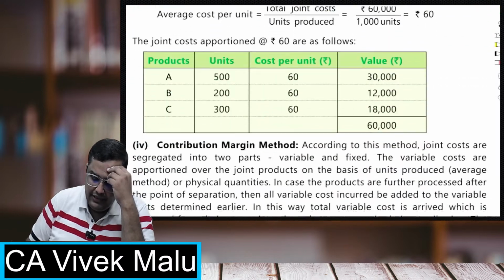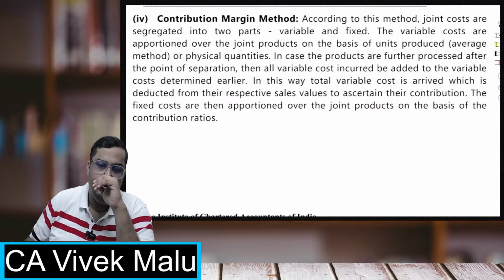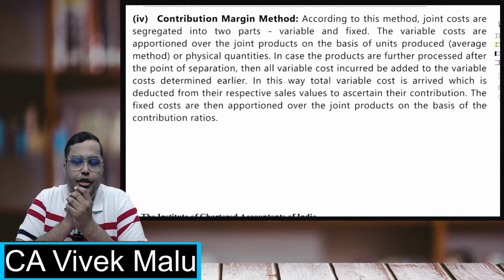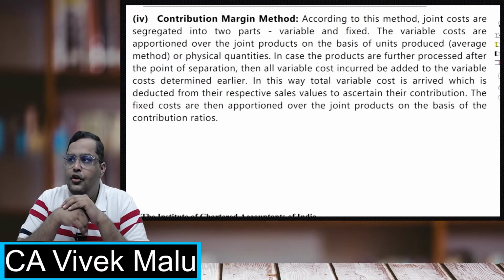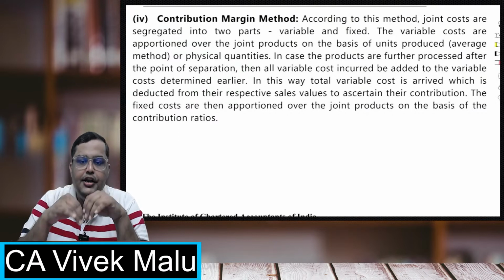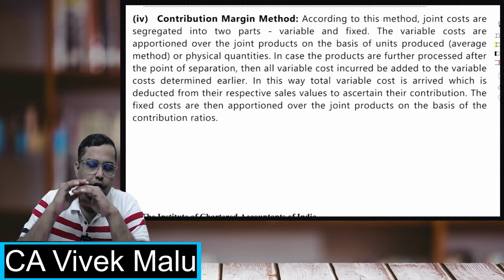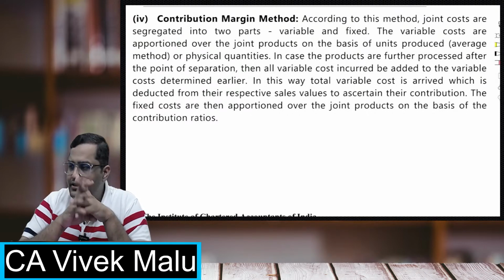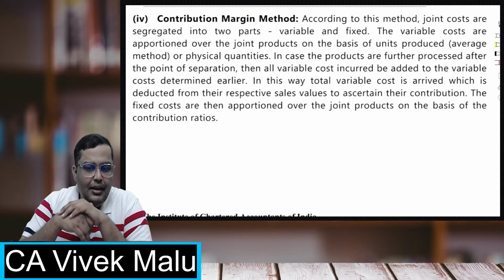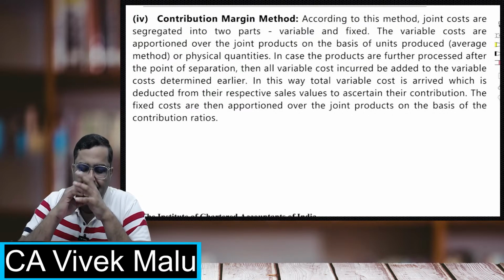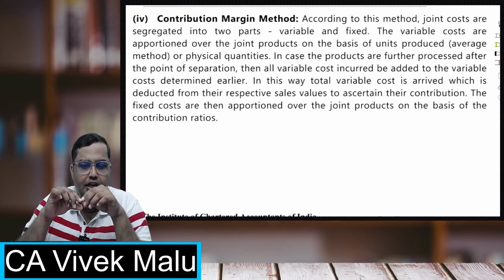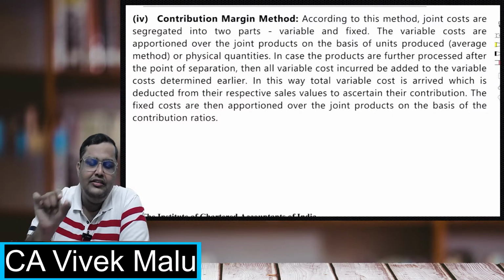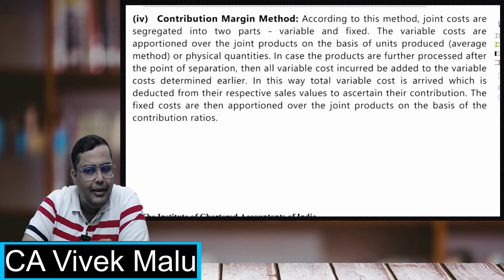Next method is actually contribution margin method. Now this is something which relates to the marginal costing chapter, of course. In the contribution margin method, what you do is from the total sales reduce the variable cost, maybe in terms of physical quantity or in some other ratio. So from sales, if I reduce the variable cost, I'll get contributions. Then whatever is the joint cost, divide this joint cost in the ratio of the contribution margins.